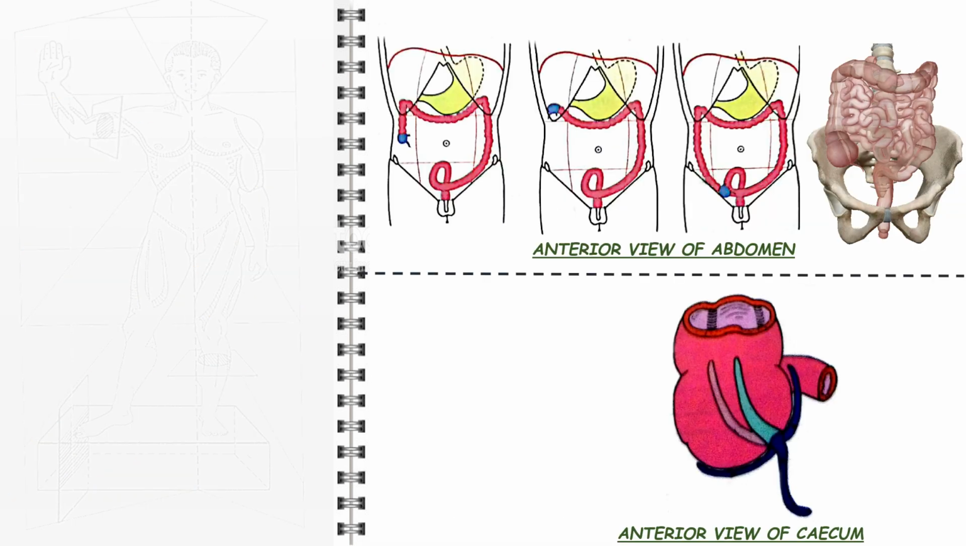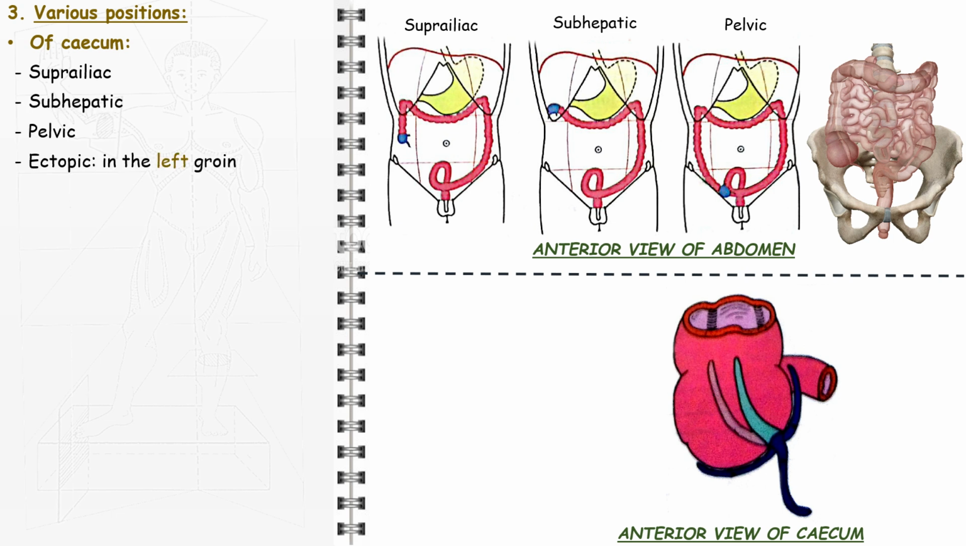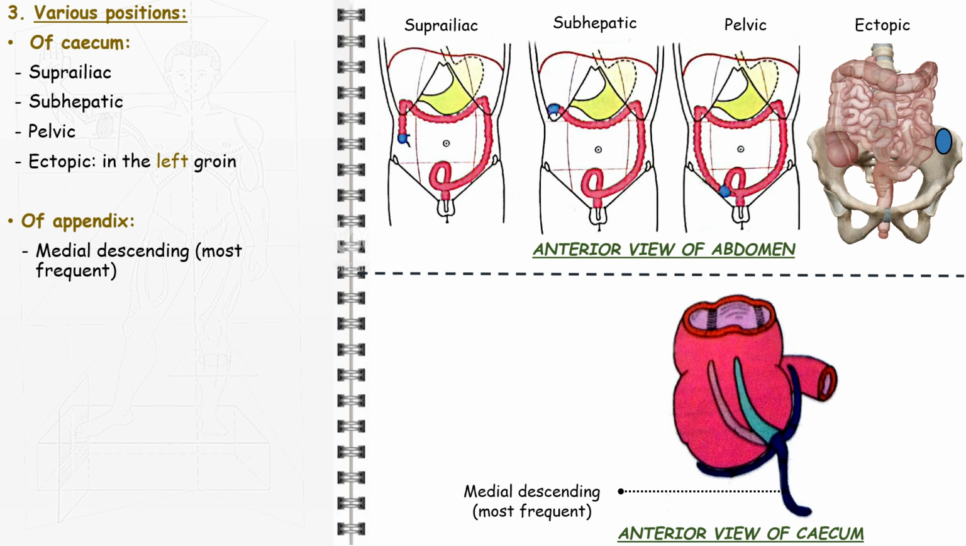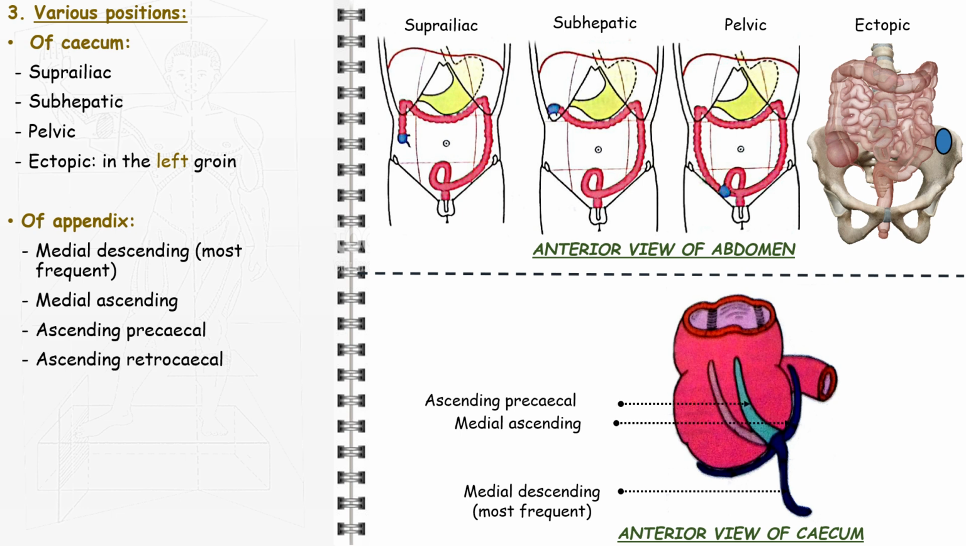The various positions of the cecum depend on the rotation angle of the primitive gut tube around the superior mesenteric axis. A normal rotation angle is about 270 degrees and corresponds to the suprailiac variety, the most frequent. The other positions of the cecum can be subhepatic, pelvic and ectopic. The various positions of the appendix depend on the tip of the appendix and can be medial descending, the most frequent, medial ascending, ascending prececal, ascending retrocecal and subcecal.